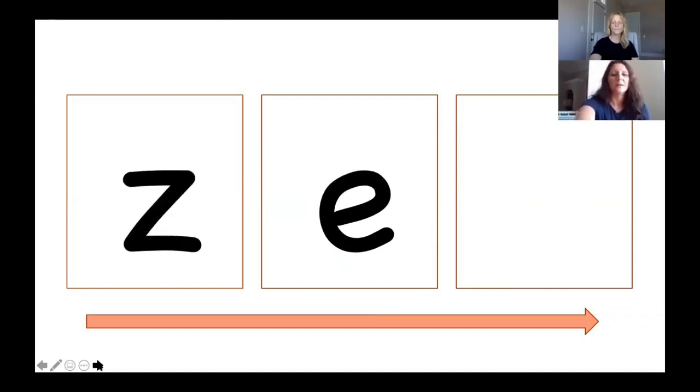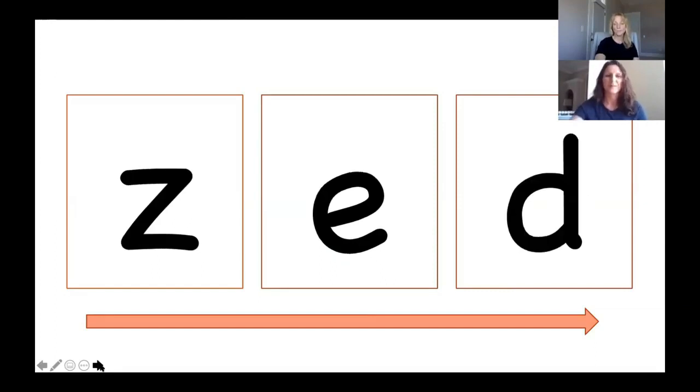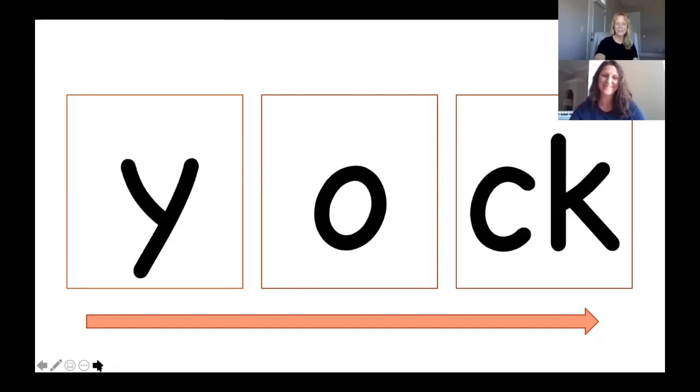Z, e, z. Good job. And what rule does this follow, or pattern? This is an open syllable. Open syllable. Good job. Z, e, d, z. And what syllable pattern is this? Closed. Closed. And how do you know it's closed? Because there's one or more consonants closing it in on the end. Good. Closing what in? The vowel. What kind of vowel? The short vowel sound. Nice job. Very good, Angela.